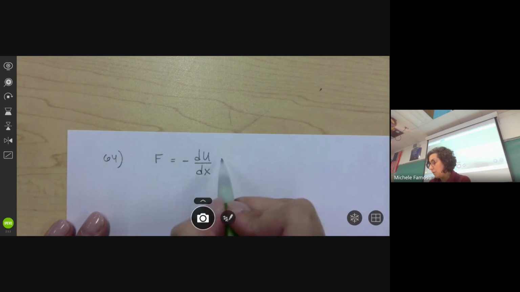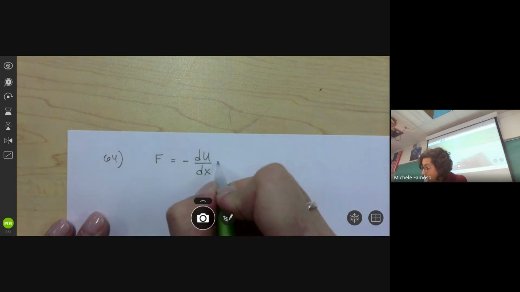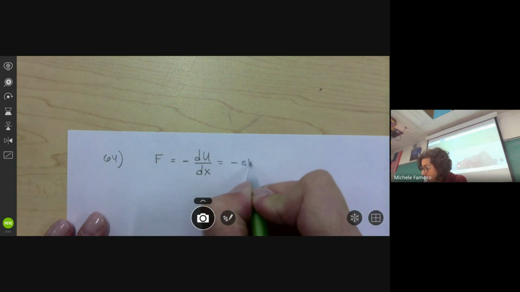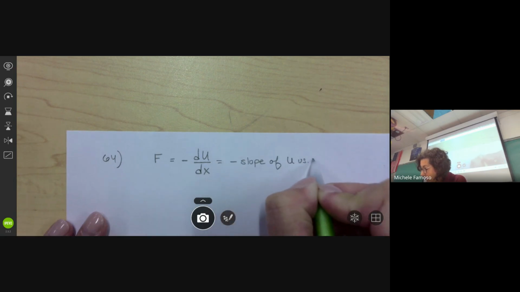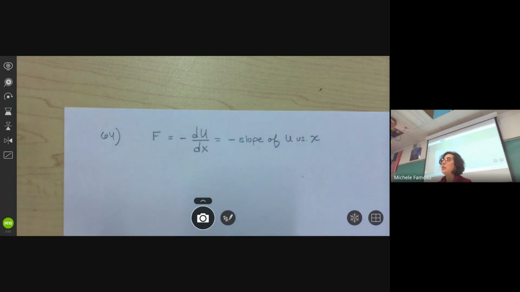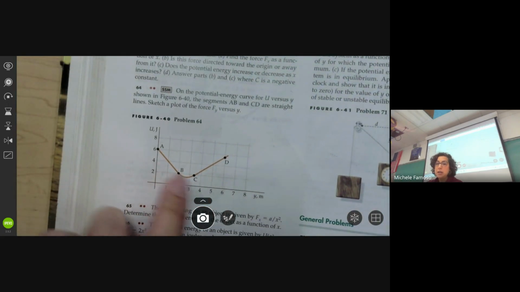What is a derivative on a graph? It's the slope, right? So we're going to do the negative slopes. They tell you on this graph that A to B is a straight line, and so is C to D. So you can get those slopes.